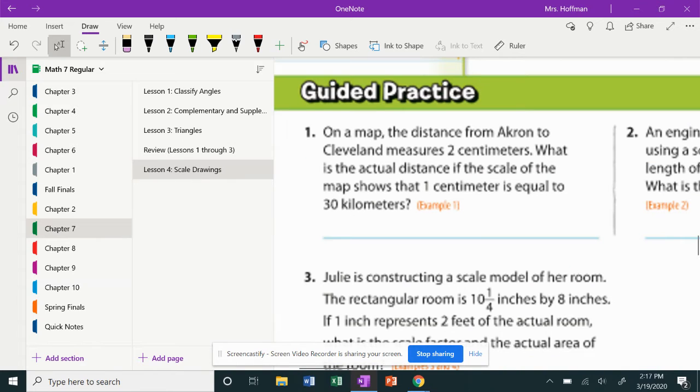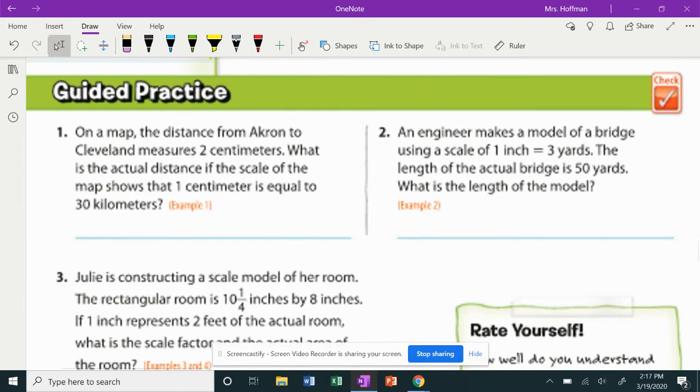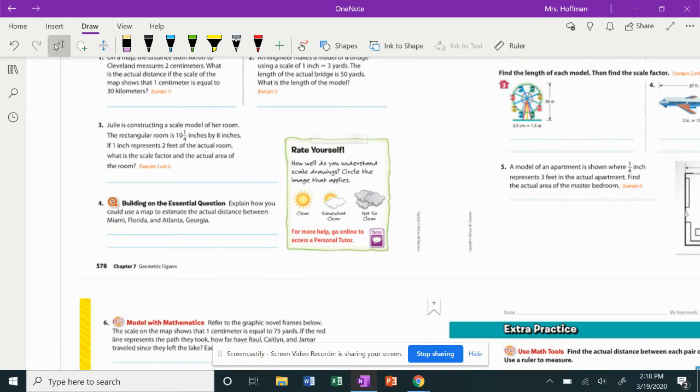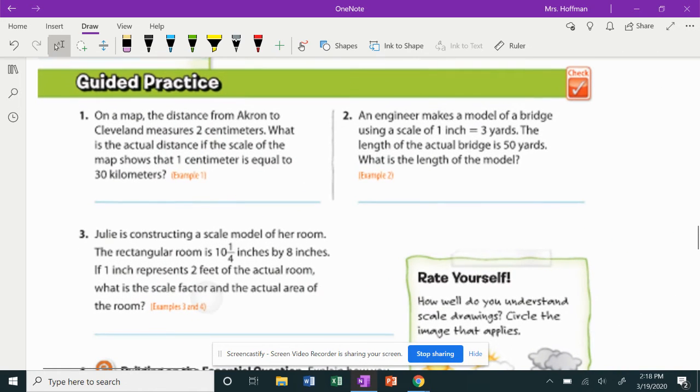Hey class, so today we're going to look at scale drawings starting on page 578. If you haven't done this already, you need to go back and take some notes on pages 576 and 577 so that you understand kind of what's going on here, okay?